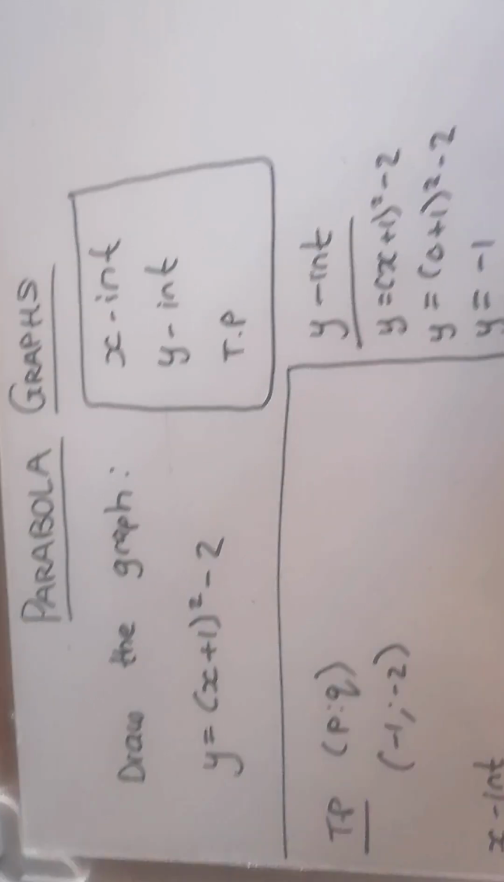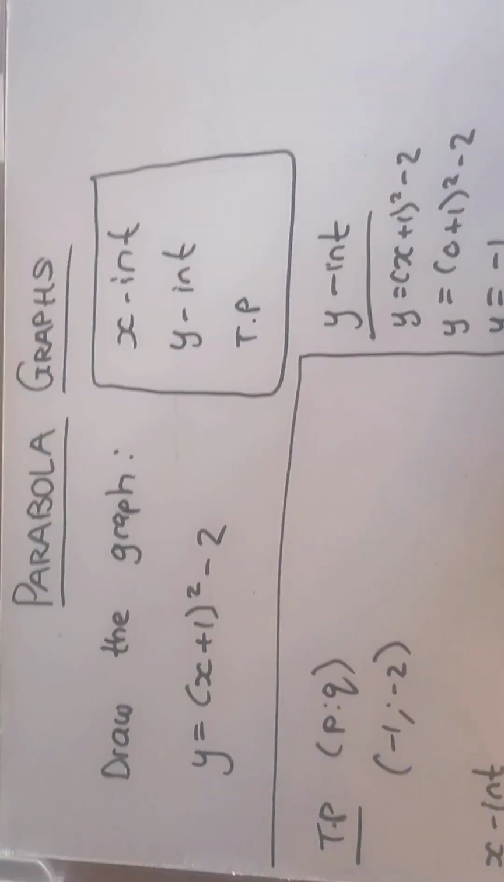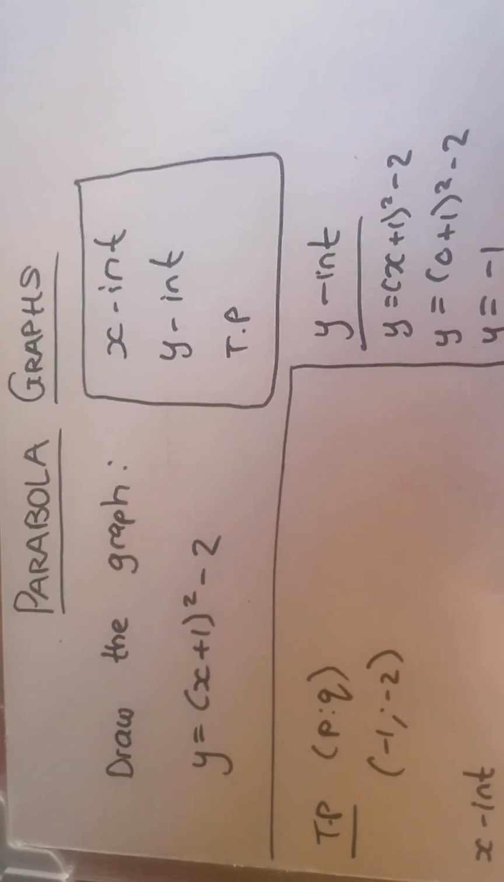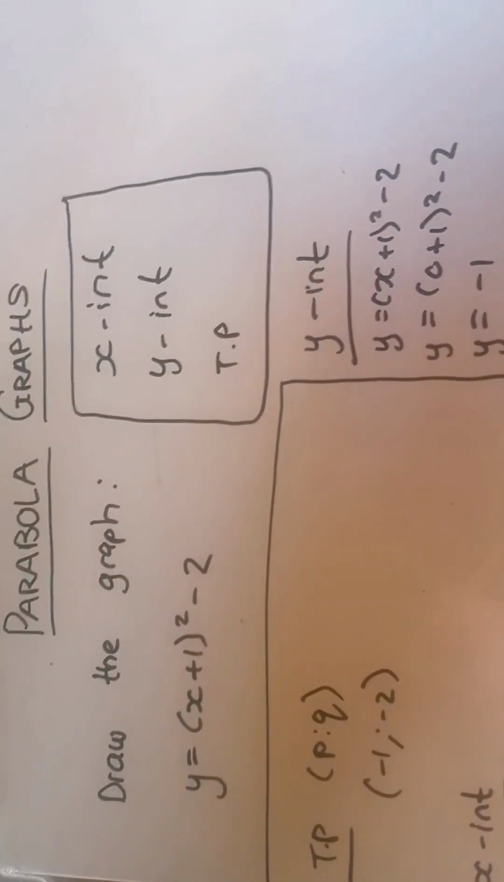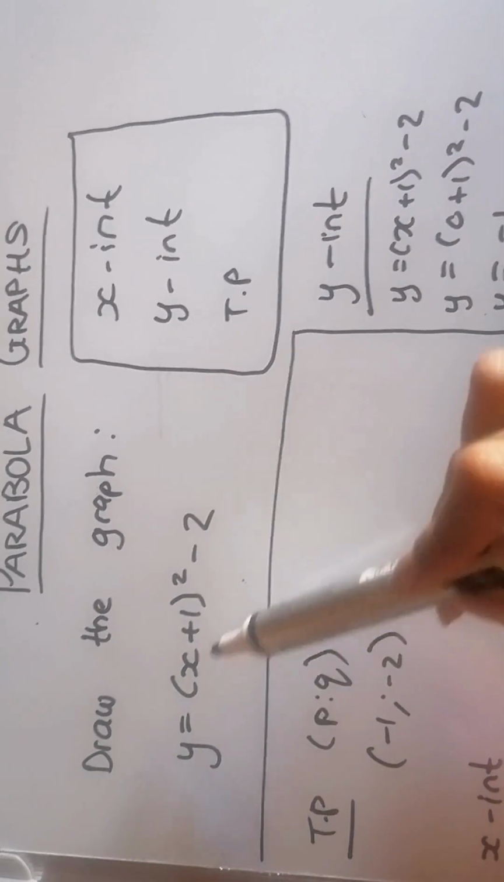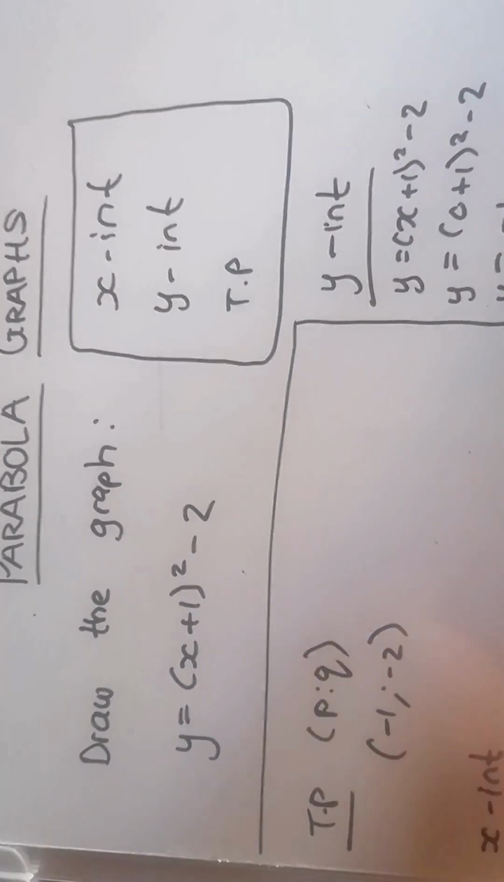Okay, so we did how to determine the equation of a parabola using that pq equation. Now we're going to learn how to draw a graph from that pq equation. So here's if they were to give you the equation, you need to know how to draw the graph.